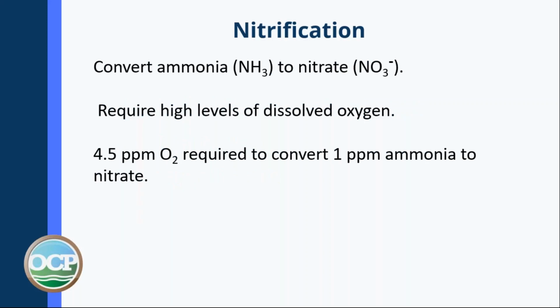To convert ammonia to nitrate, ammonia is NH3, nitrate is NO3. It's an ion, so it's got a negative charge. This step requires high levels of dissolved oxygen. It takes 4.5 parts per million of oxygen to convert 1 part per million of ammonia to nitrate. So if you're trying to nitrify in your plant, at the area in your plant you are nitrifying, you must run your DO at higher levels.